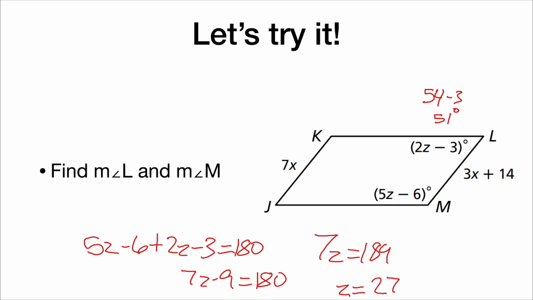Now that means that this angle down here should be 180 minus 51, or 129, but let's double check that. So 27 times 5, because it's 100 plus 35, is 135, and then minus 6, that does get us 129, which means, yep, we did it right. Hooray, everybody. We're so good at math.